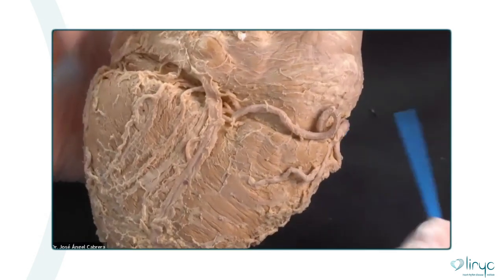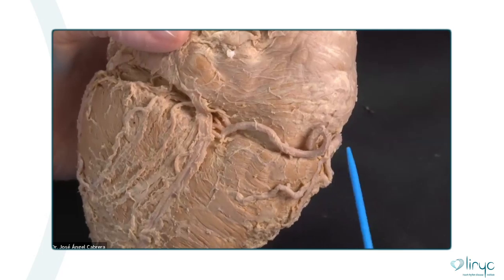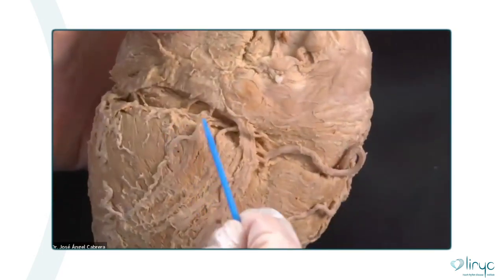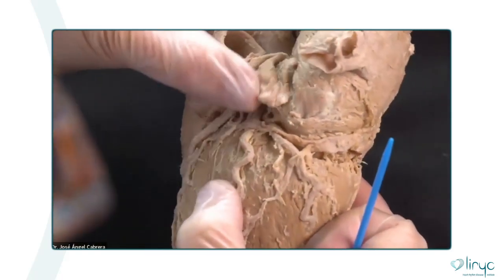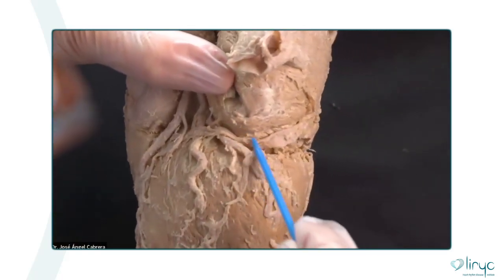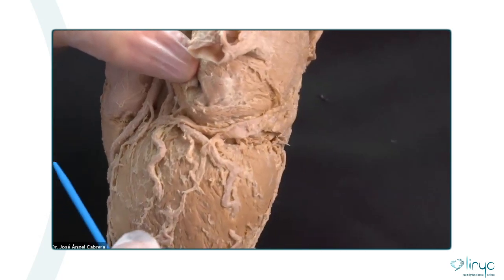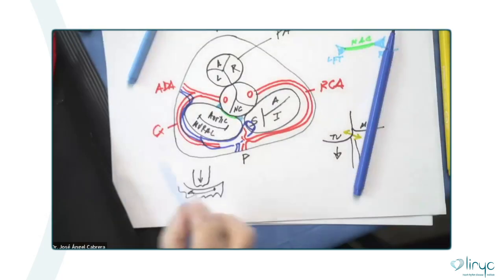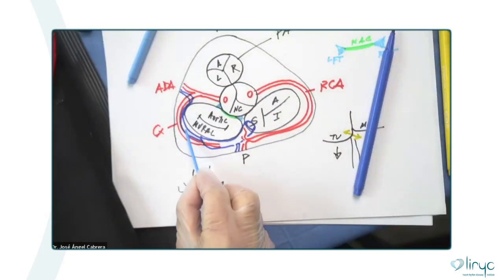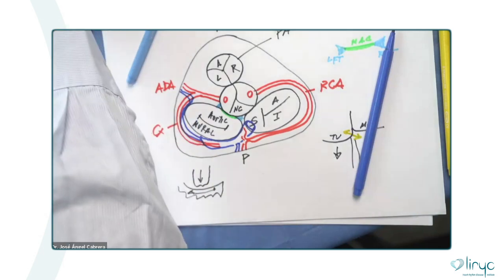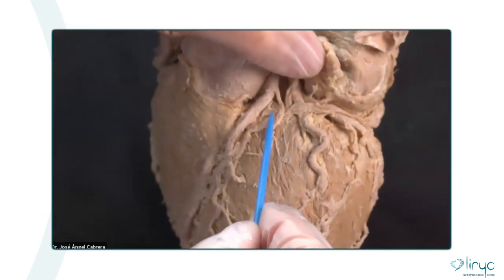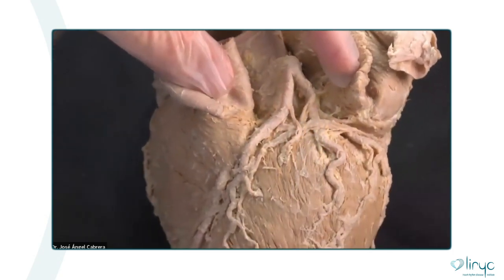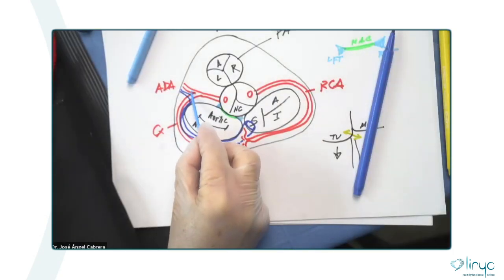This is the right coronary artery surrounding the, in this case, the tricuspid valve. Here you can see the tricuspid valve, and this is the circumflex artery surrounding the area that corresponds to the mitral valve. And this is the great cardiac vein. This is the great cardiac vein, and this is the anterior interventricular vein, and this is the anterior descending artery.